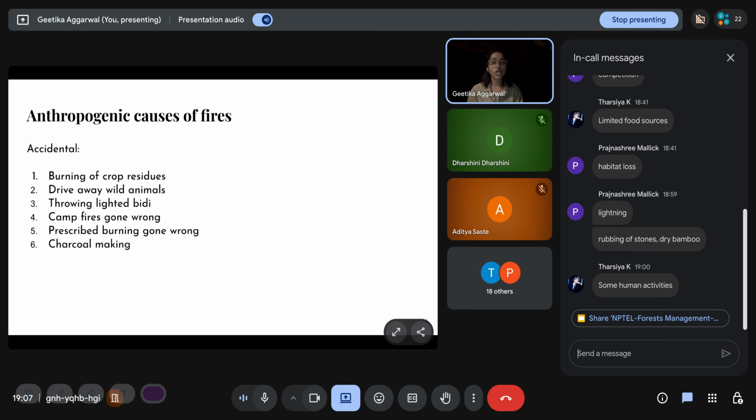So when they're making this charcoal, they're usually just trying to set a fire under that container which contains the timber. But this fire can actually spread if it's being carried out near the forest areas, and then it can lead to a fire.